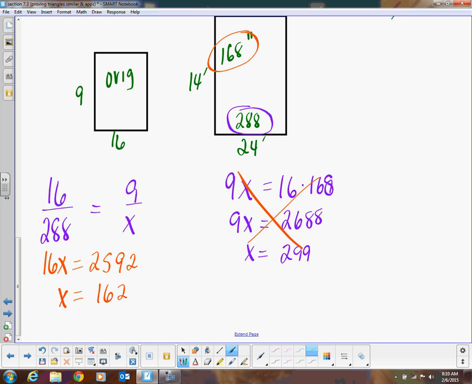Okay. So on these problems, you've got to double check and make sure you're within that limit. If not, then you've got to start with the other dimension. Okay? Any other questions? I did 37. Any other questions?